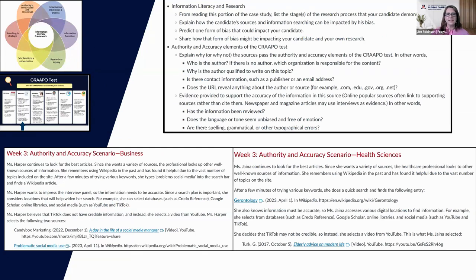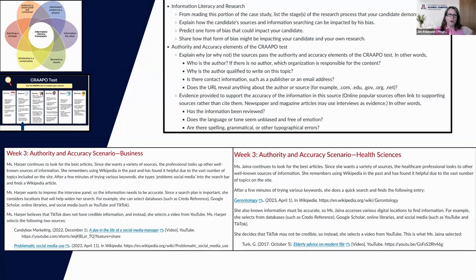There we go. Here's an example of one of the scenarios from week 3, when we discuss authority and accuracy from the CRAAP test. But we're also working under authority is constructed and contextual from the information literacy framework. And as you can see here, the prompts that students have are the same. But if you look down at the 2 examples, you can see that the sources that we're asking them to analyze are more related to their major.